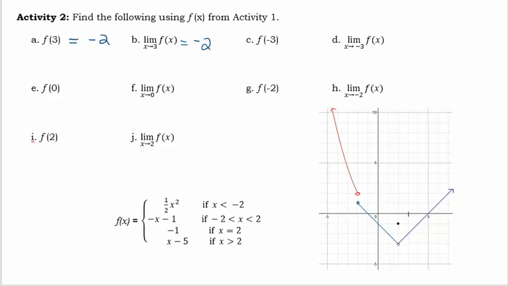Let's see, what is f of -3? Well, f of -3 is going to be at this part of the function, so 1/2 times -3 squared would be positive 4.5. What's the limit as x approaches -3? Well, that's also 4.5. Okay, there's nothing weird happening here. It's just a smooth curve. So when you have a nice smooth curve like this, the value of the function is going to equal the limit.